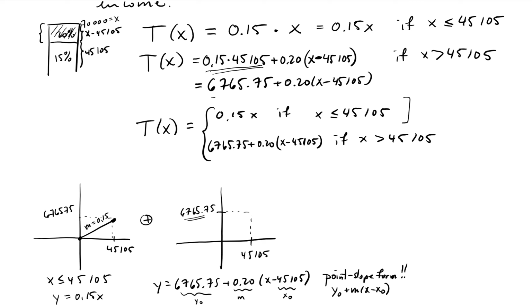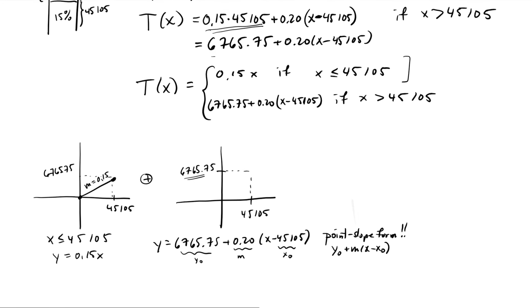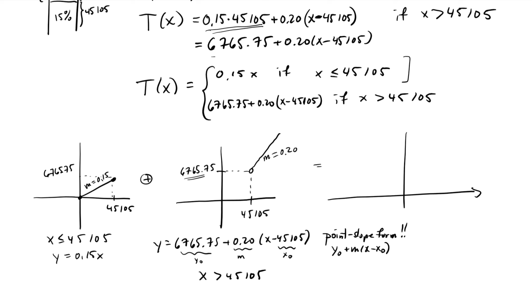a strictly greater than, right? The rule is, I didn't write it down, but the rule is this applies when x is greater than 45,105, so it starts with an empty dot like that, and the slope is 0.2. Now 0.2 is slightly above 0.15, so it would go up a little bit more. I'll just exaggerate. So if you piece the two graphs together, you are going to get something like this.